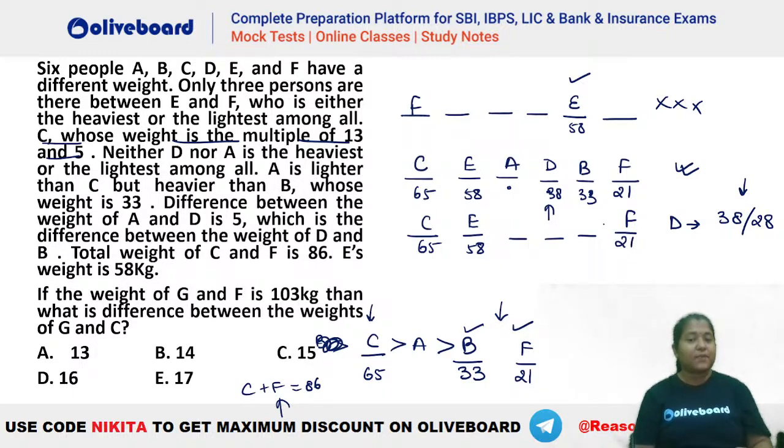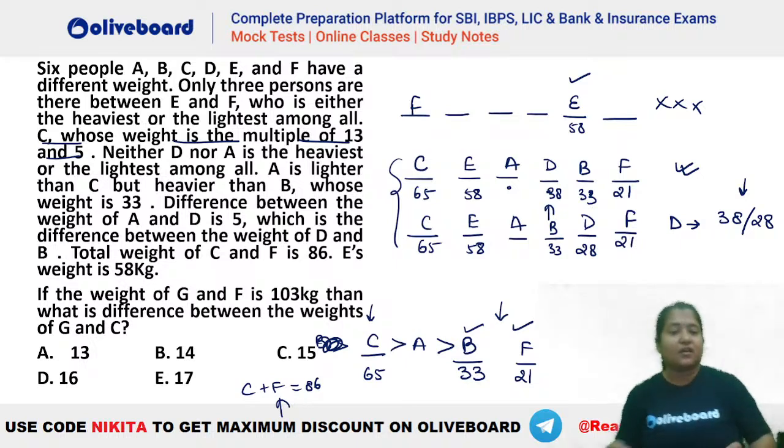Okay. उसके बाद देखो, if you take D as 28, then D 28 will be here and B 33 will be here, and then we will have your A, right? So either of these two will be the situation. Now what is given here? Let's quickly check which is the one that we should be having, whether it is CEADBF or whether it is CEABDF.